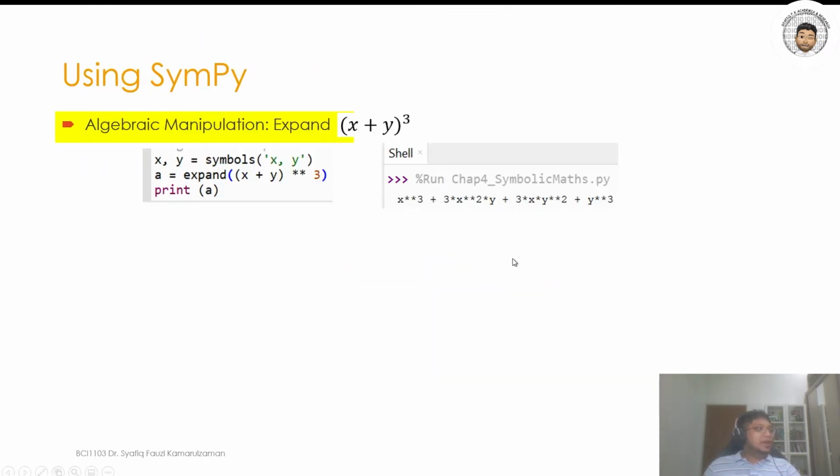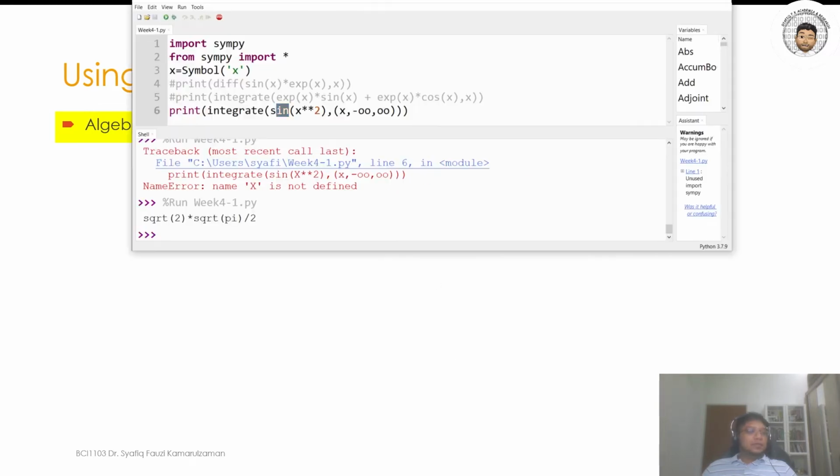So then we have algebraic manipulation. Okay, so this one, if you have brothers or sisters in form 1, form 2, form 3, you can introduce them to this. They really like it. Okay, they can even cheat in their exam, something like that. Okay, so here we have x, y equals symbols x y. A is equal to expand (x plus y) power of 3. Okay, so this is the equation that the problem is. You want to expand it. Okay, when you expand it, what will happen here?